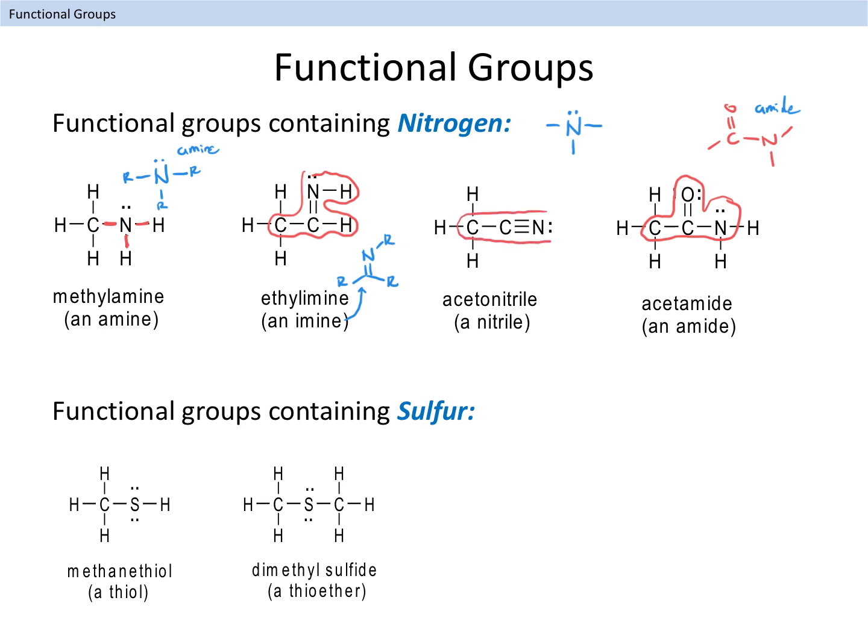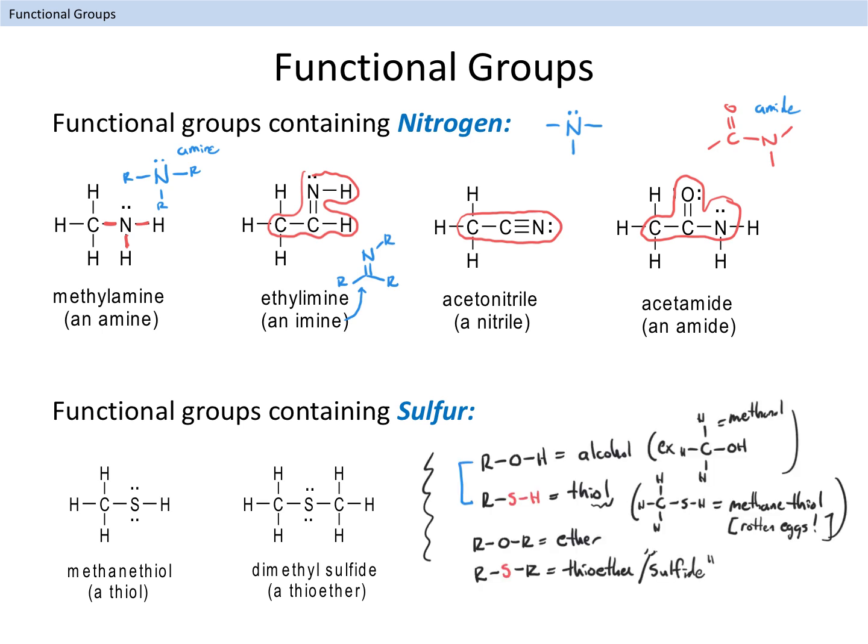Moving on, we have 2 sulfur-containing functional groups. Sulfur is analogous to oxygen, and you can see that these functional groups are the sulfur analogues of alcohols and ethers. When a saturated sp3 carbon is bonded to an SH group, the functional group is called a thiol. When a sulfur has 2 single bonds to 2 saturated carbon atoms, it is called a thioether.